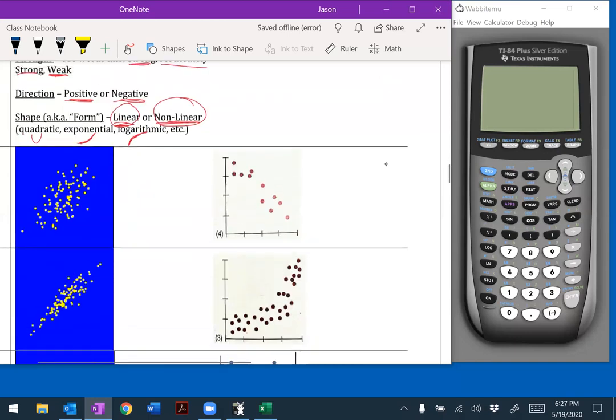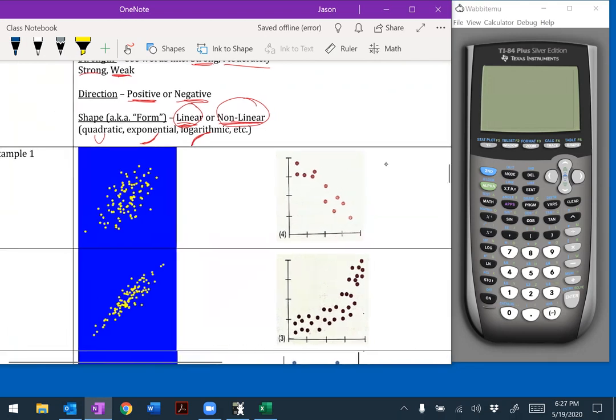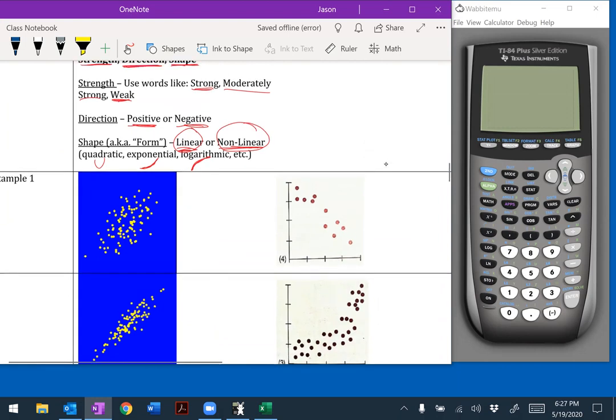Okay, so let's try to talk about the characteristics of the scatter plots that we see. Is there a correlation between the x and the y's for this first example here?